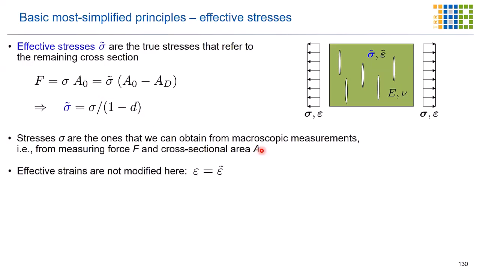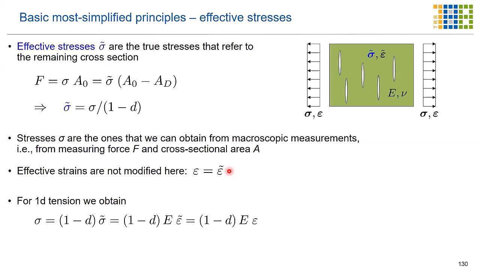And we assume that strains are not modified here. So strains and effective strains are the same in this idea. And for 1D tension, so we are pulling on the left and on the right, we observe that sigma is 1 minus D times the effective stresses. And the effective stresses, these are the ones that we can actually relate to the other material properties.